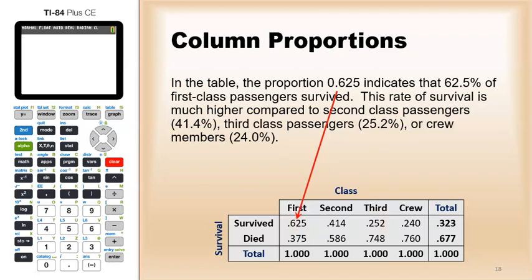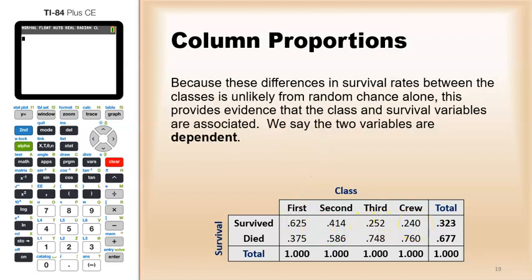Now, notice that in this table, this 0.625 indicates that 62.5% of first class passengers survived. This rate is a lot higher when you compare it to second class, third class, or even crew members. Now, these differences are not likely to be just random chance. These are pretty large differences, especially since we're dealing with hundreds or even thousands of people.